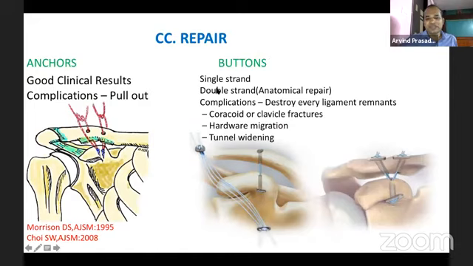And then there is the button recently. This is again a recent advancement in CC repair. It may be single strand or double strand, that is, one for the trapezoid and one for the conoid part. But again, complications are associated with this, like fracture of the coracoid or clavicle, and tunnel widening.